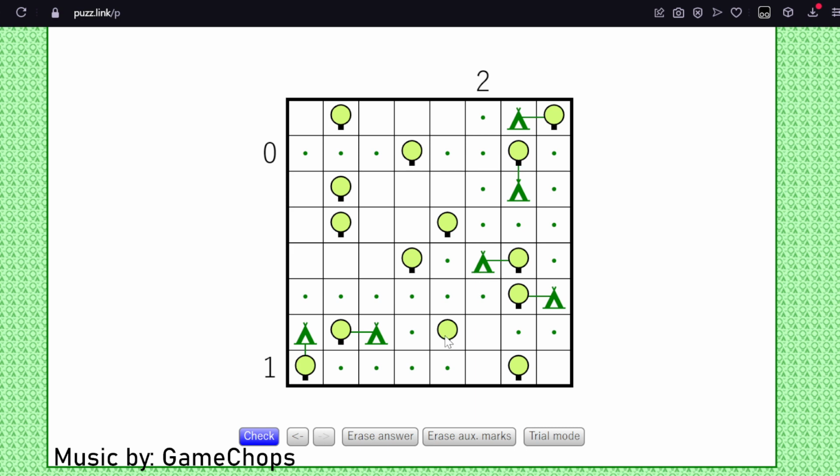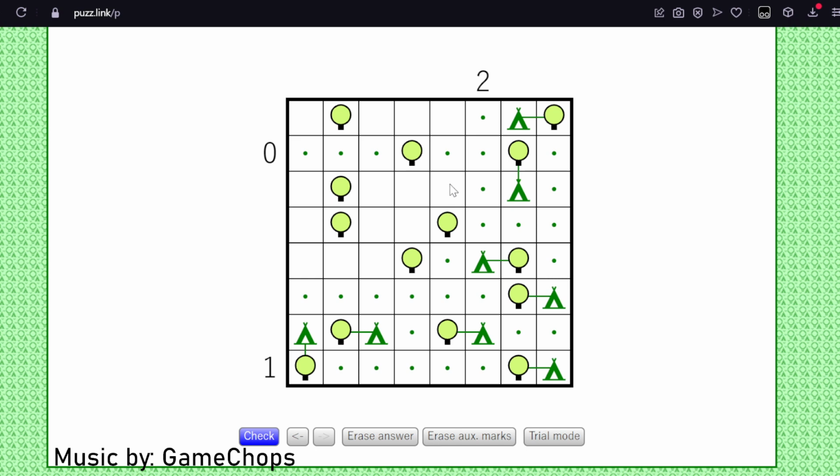Sorry. This tree can now be completed with a tent over there. That is not a tent, therefore this tree needs a tent over here. Cool. For this tree and that tree, yeah, they each need a tent, right?